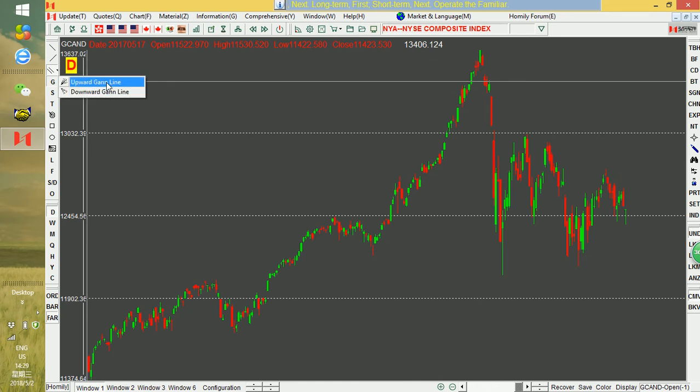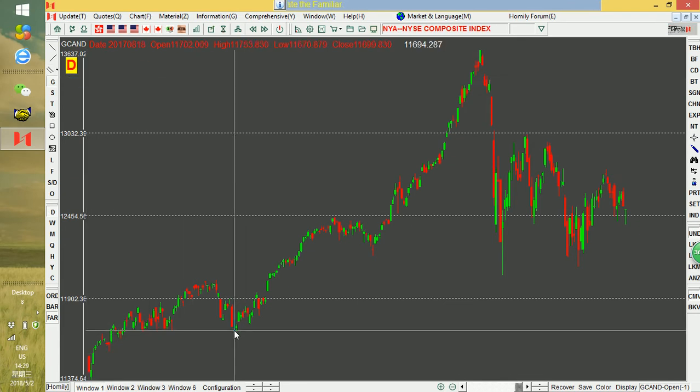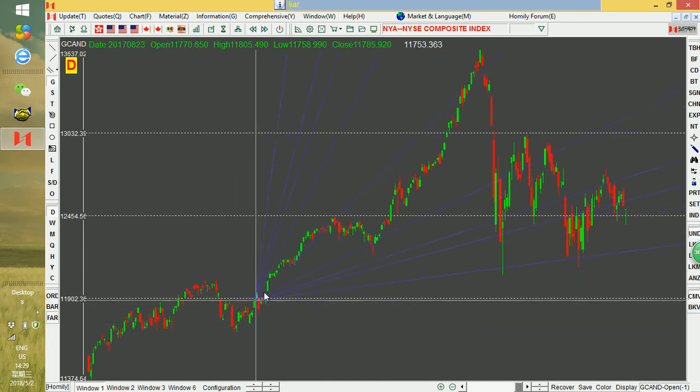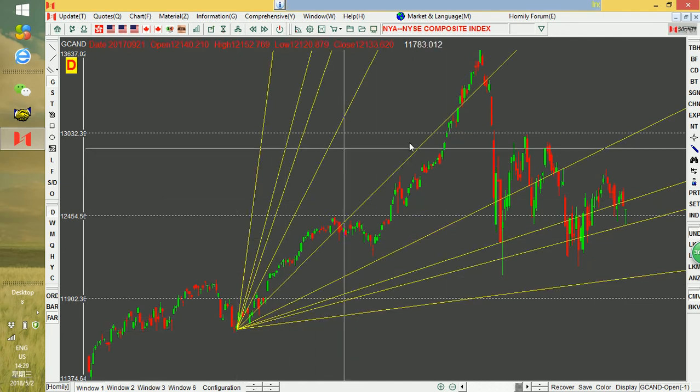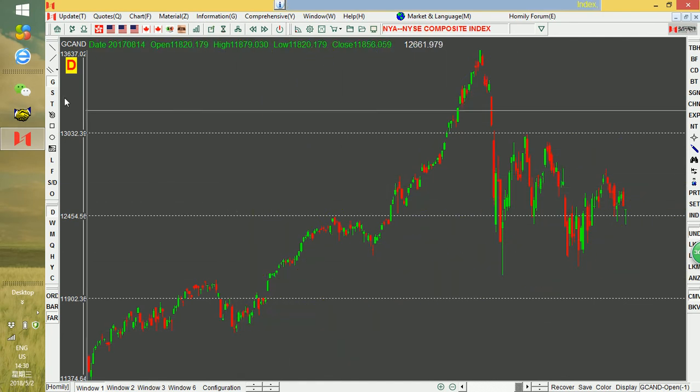Okay, so the next one is the Gann line. It helps us to have the angle for the uptrend and downtrend. For example, we have it from a low point here, and it shows apparently. And for this one, it's the golden section. This also helps you to have a golden percent in the stock.